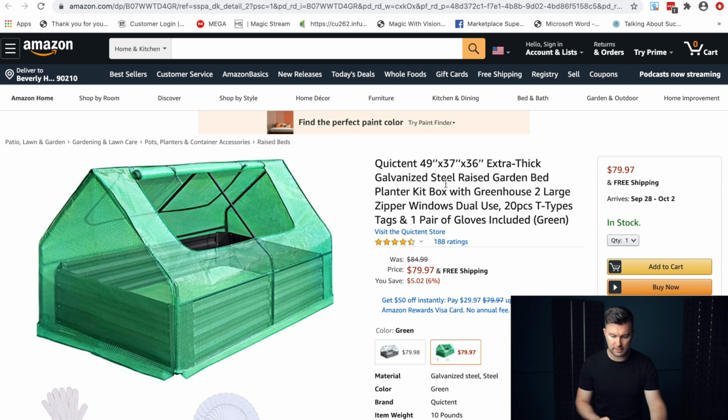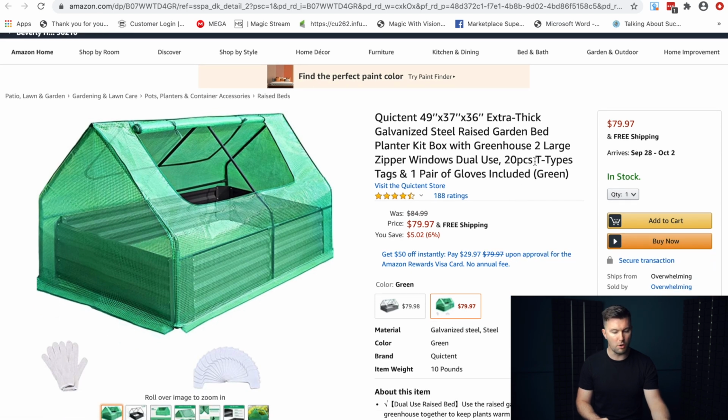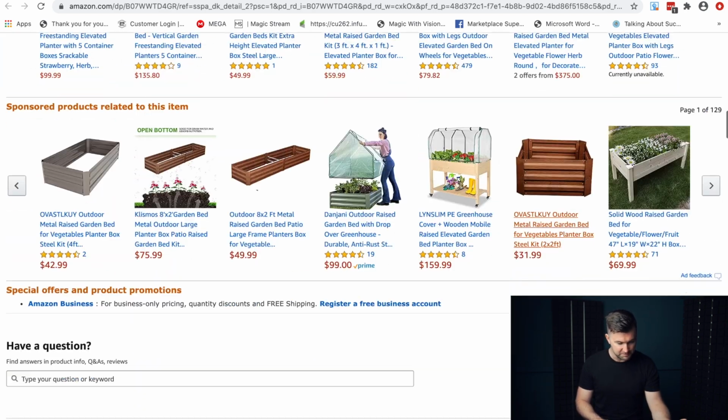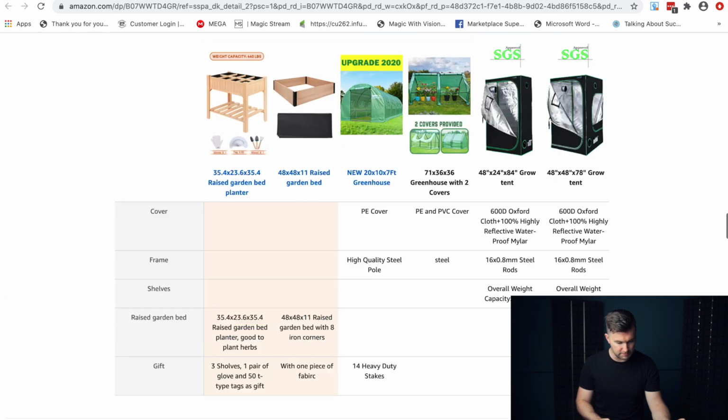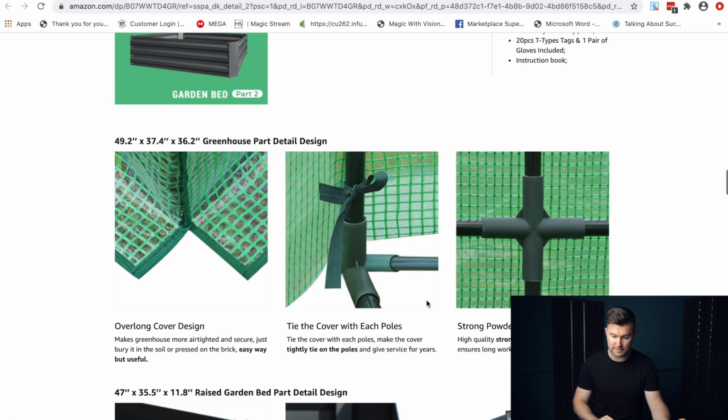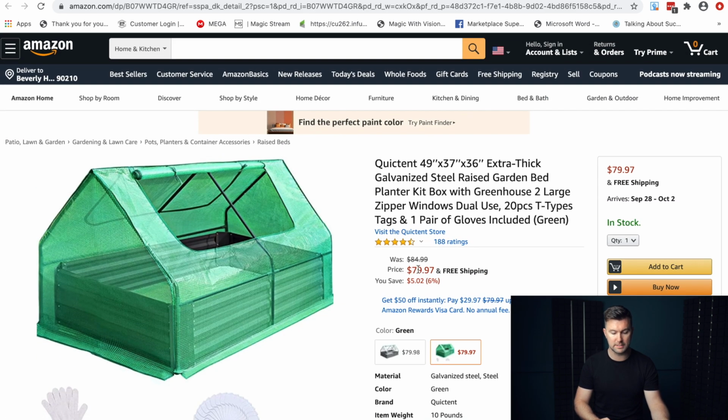This is an extra thick galvanized steel raised garden bed planter kit box with greenhouse zipper. So this is a whole world of thing. This is actually shipped by Overwhelming. Terrible name for a seller, and that's crazy. So let's just come down here and see what's going on. It's doing very well, 38,000. You know, it's making sales, but the really cool thing about this is the price point.